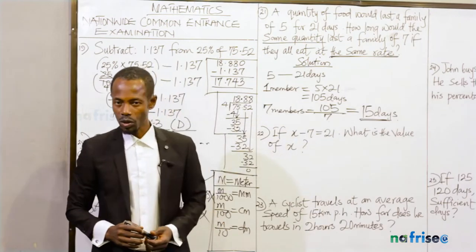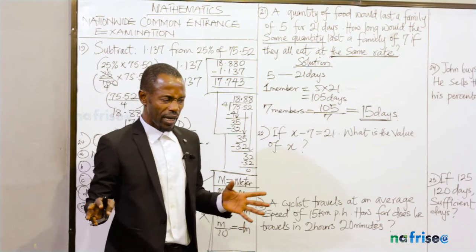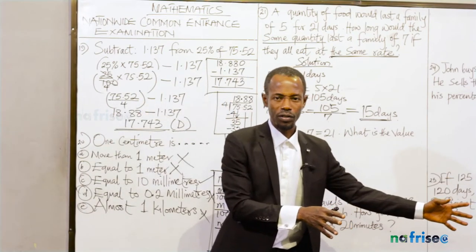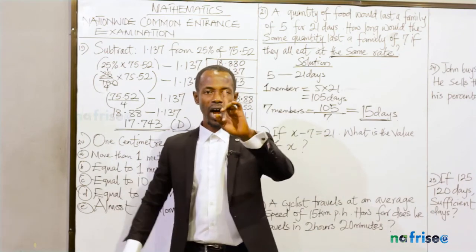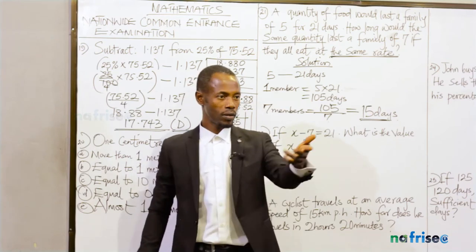For indirect proportion, you see it a lot in your common entrance exam. Whenever I tell you 50 cows can feed on 8 bags of grass in 3 days, just take notice, indirect proportion. So you need to know how long it will take one cow to feed on that particular bag of grass.